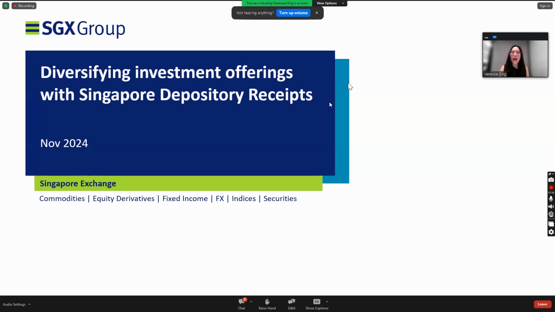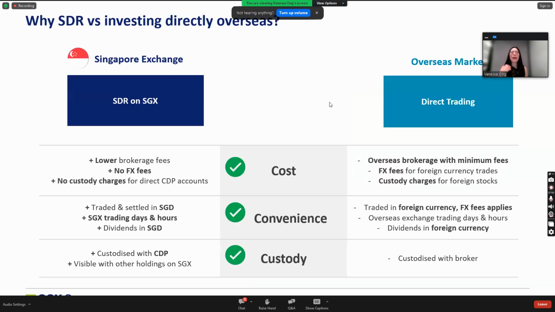Hi everyone. My name is Vanessa, and together with Venice, we are the product managers of the SDRs, or the Singapore Depository Receipts. For those of you who are unfamiliar with what SDRs are, we have this slide here that summarizes the key differences. An SDR essentially represents a beneficial interest in an overseas security that is listed on a foreign exchange. Currently, we have SDRs with underlyings in Thailand as well as Hong Kong. From the SDRs, investors can receive dividends and cash distributions as they would from a typical security listed overseas.